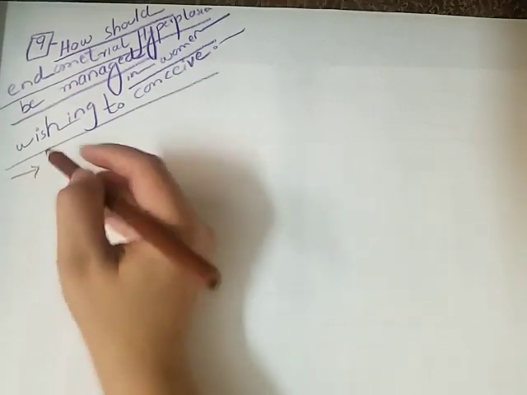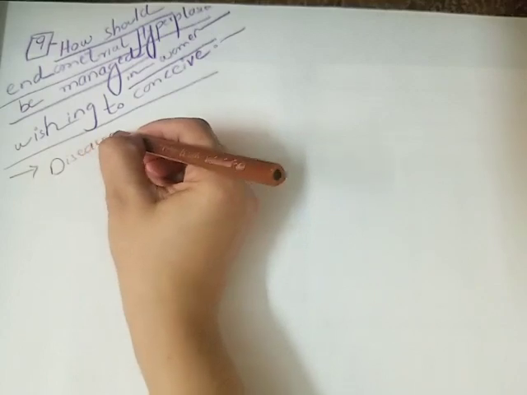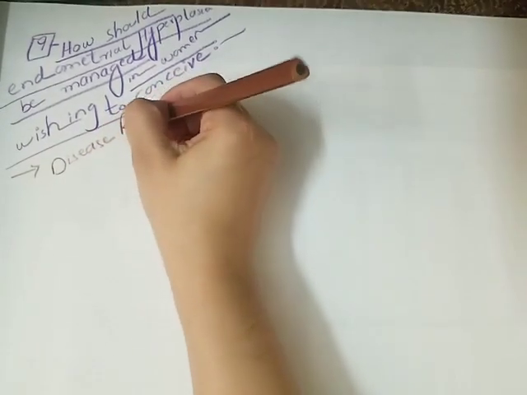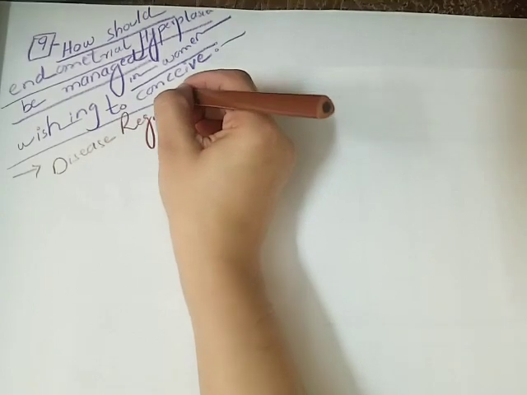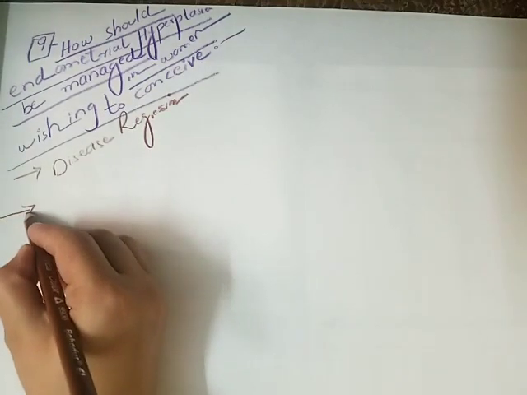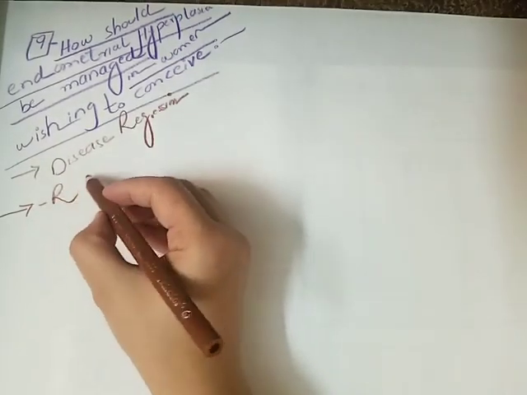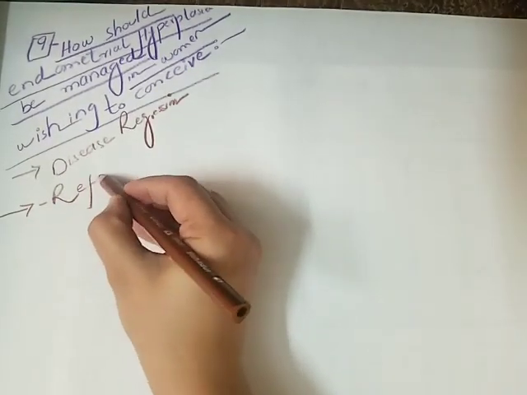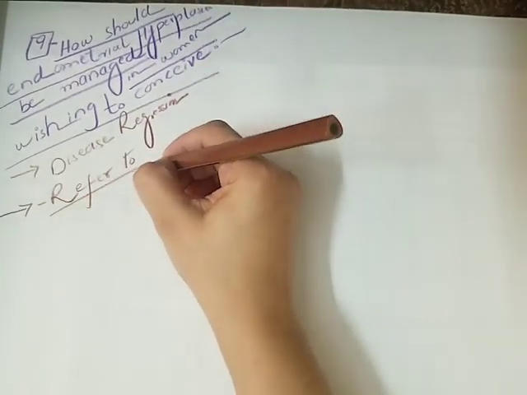About this, the prerequisite is that there should be disease regression. Disease regression should be achieved on at least one endometrial sample before women attempt to conceive. Secondly, women with endometrial hyperplasia who wish to conceive should be referred to a fertility specialist.